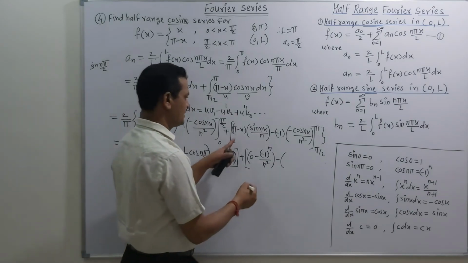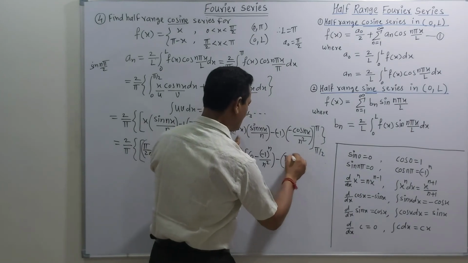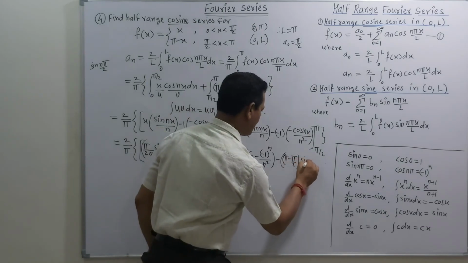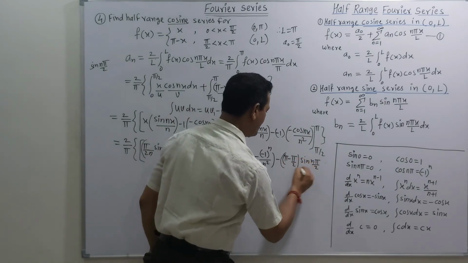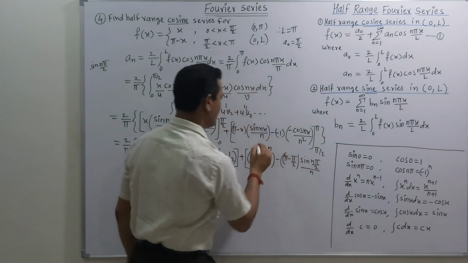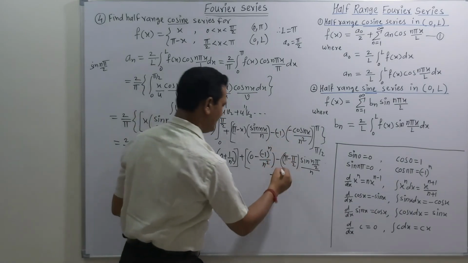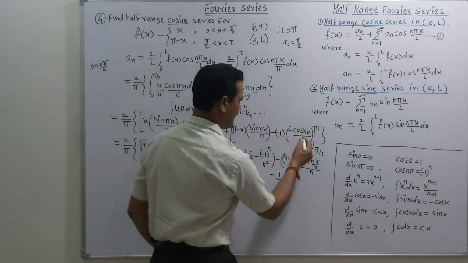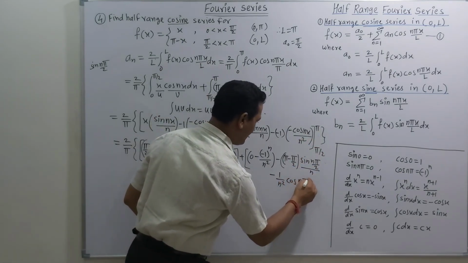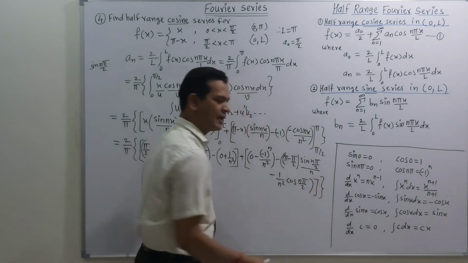So the lower limit is pi by 2. We write this as pi minus pi by 2, one term into sine of n pi by 2, divided by n, so this is 1 upon n. Then again minus minus plus. Again this is minus, then 1 upon n square. Again if we put x equal to pi by 2, we get cos of n pi by 2. Now this limit is over, this bracket is over, and the other bracket is also over.